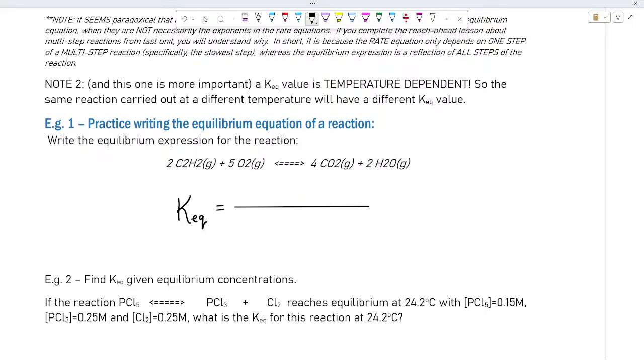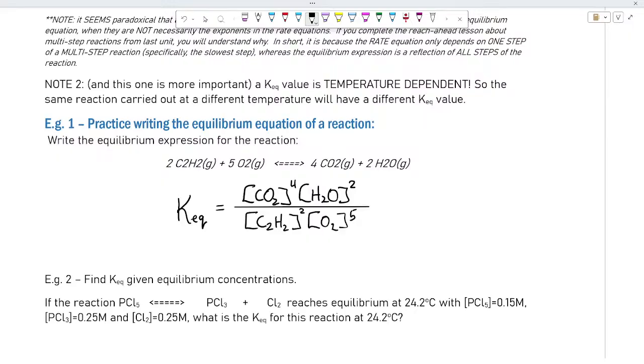All right, what do we get? Nasina, you want to give this to me? Sure. So at the top we have the concentration of CO2, to part four. Then the concentration of H2O, to part two, over the concentration of C2H2, to part two. And then the concentration of O2 to part five. Awesome, beautiful. How's that? Not so bad, right?